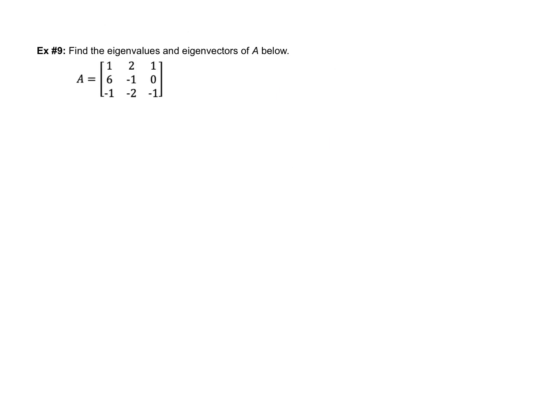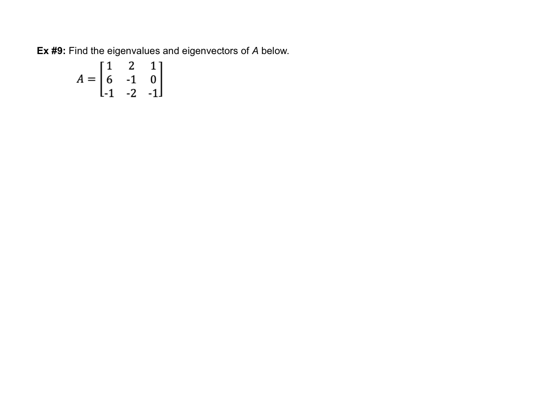For example 9, we are finding the eigenvalues and eigenvectors of A below. So one thing to note before we jump in, there's no way to look at this matrix and know how many eigenvectors we're going to get. Because it's 3 by 3, we're going to get 3 eigenvalues. They might not be distinct though. So we might end up with 3 or 2 different eigenvalues, but one of them has a multiplicity of 2.